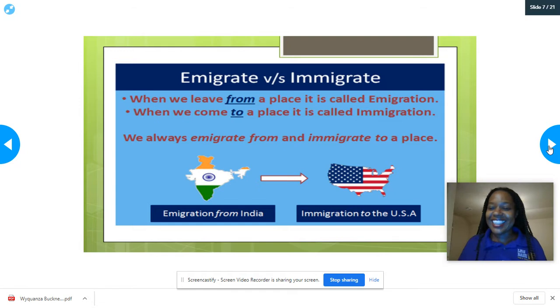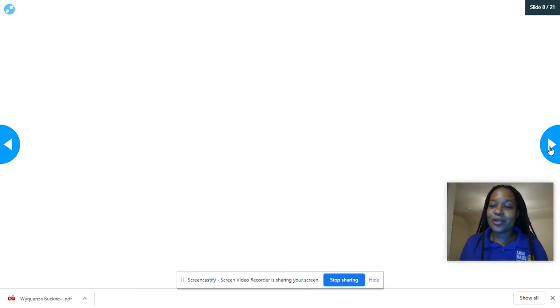I come up with all little good things to help me out. All right. So remember emigration versus immigration. When we leave from one place to another, we're exiting. That's E-M, emigration. When we come to, that's entering in, it is I-M, immigration. So the example here is emigration from India. You're exiting India. So that's E-M. And you're going to the United States. So that's I-M, immigration. I hope that helps you.